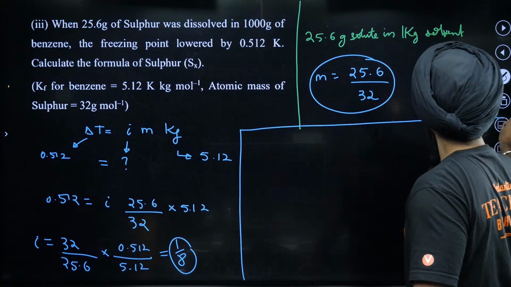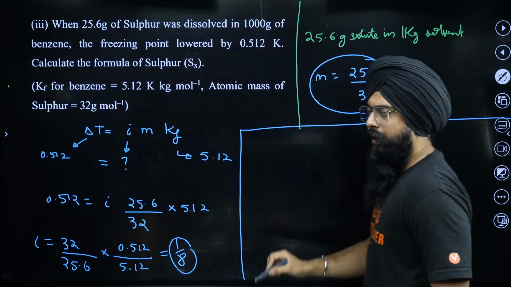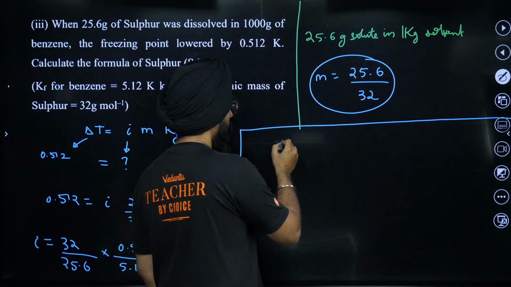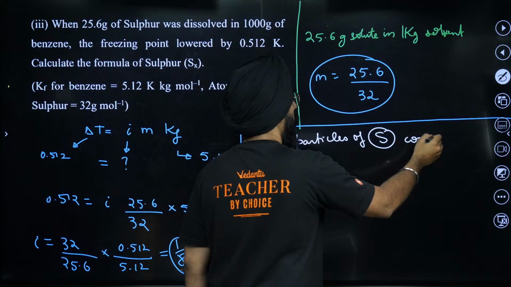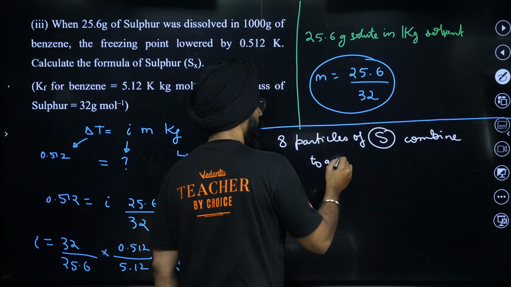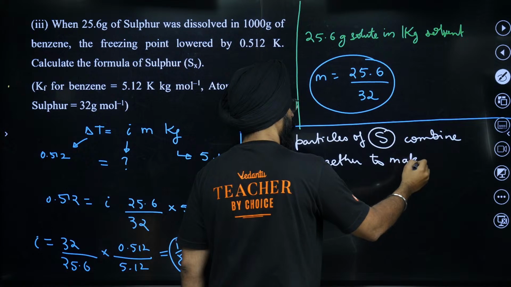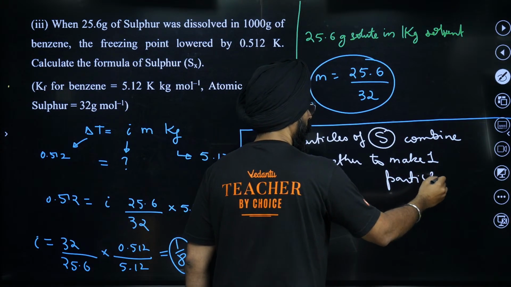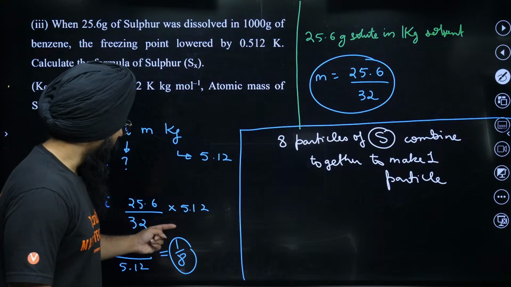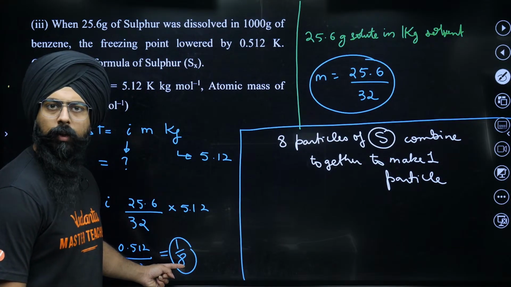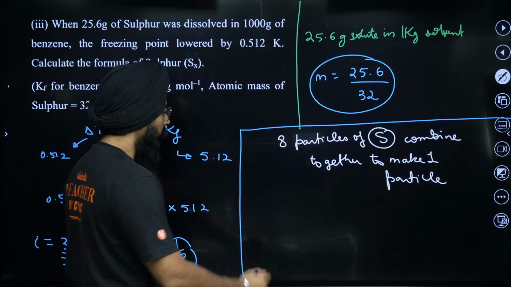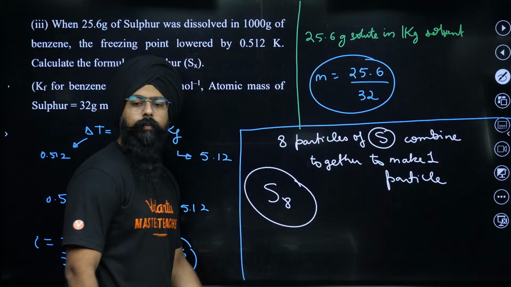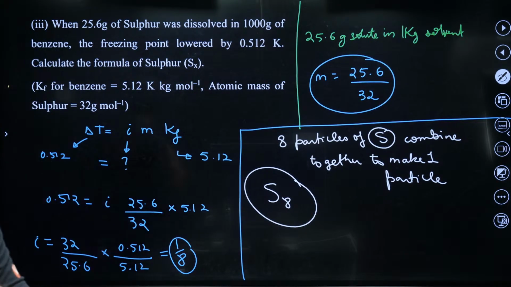So what this means is that 8 particles of sulfur combine together to make 1 particle. That's the meaning, right? Final number of particles upon initial number of particles. So final particle is 1, initial particle is 8. So 8 particles of sulfur combine together to form 1 particle. So the formula of sulfur should be S8.